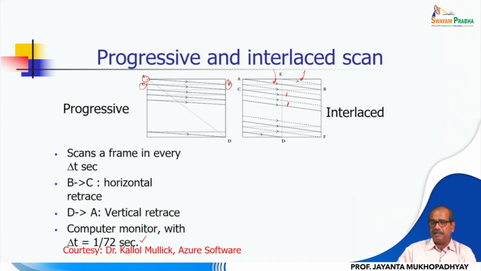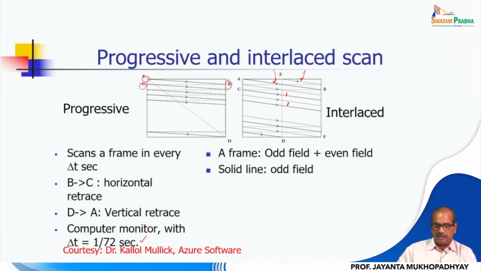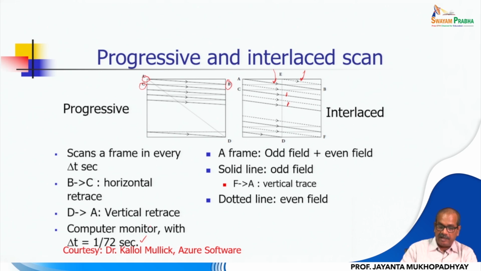Similarly, the interlaced scan, where you have the division over the fields, even fields and odd fields. So these are the two divisions in a frame. In this case, solid lines are the odd field, which started first, and the dotted lines are the even field. If I say F2A retrace, that is the retrace of vertical. So this is F2A, a vertical retrace. The vertical retrace would come after every field.